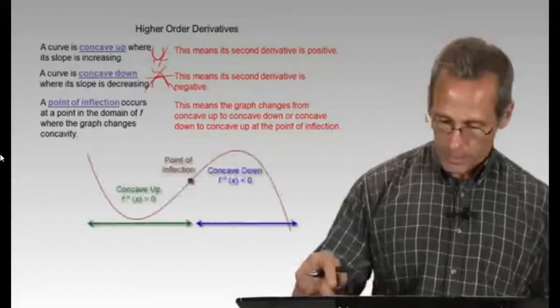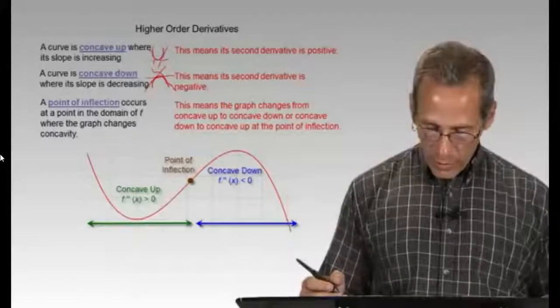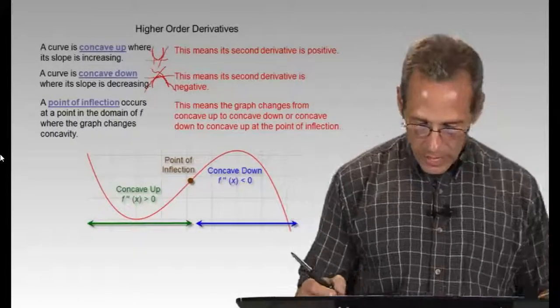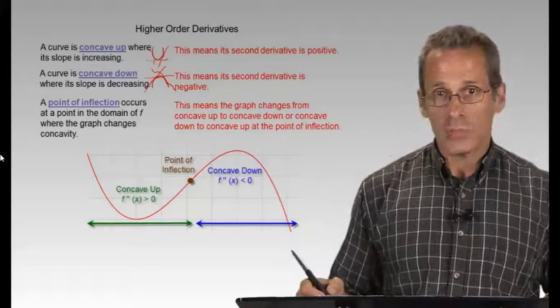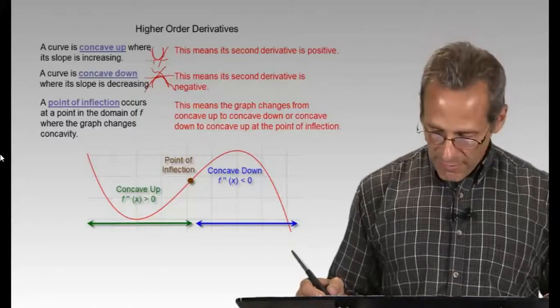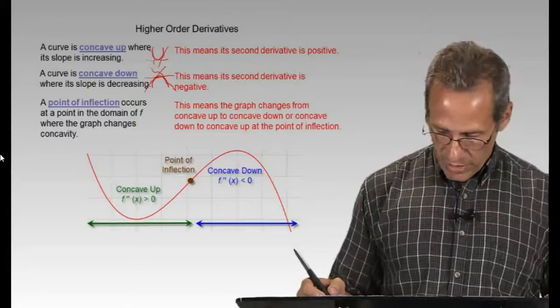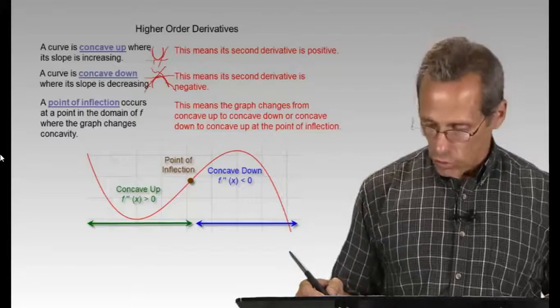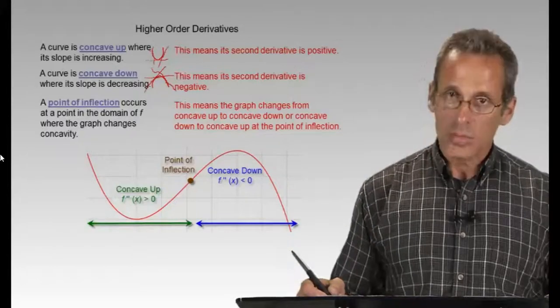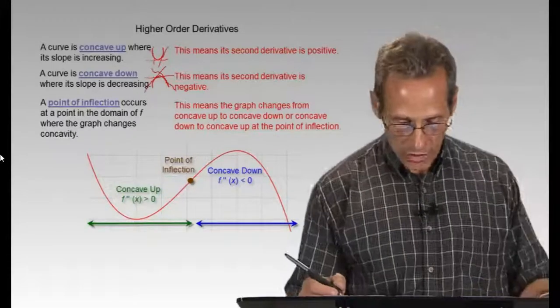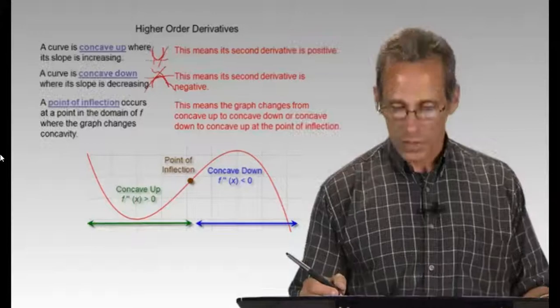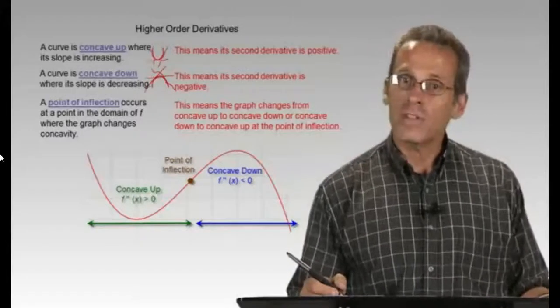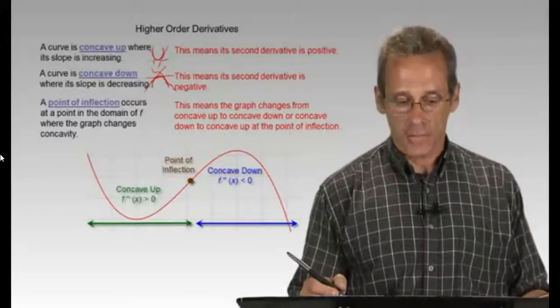Here's a visual. If you notice, we have a curve, and the point of inflection you see in brown. Left of the point of inflection, the curve is concave up. Right of the point of inflection, the curve is concave down. Left of the point of inflection, the second derivative is positive. Right of the point of inflection, the second derivative is negative.